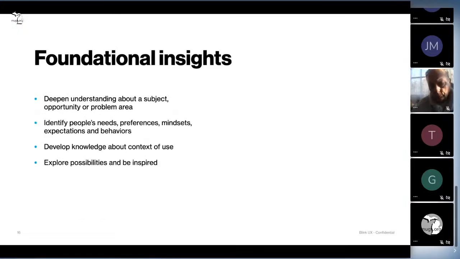So I'll dive a little deeper into the explore phase, the kinds of questions we look at here. Really, the idea here is to deepen our understanding about the people, understand their needs, mindsets, and really develop a knowledge of the context of use, and use this as a way to allow various people to explore what might be possible to help solve those problems and begin to create solutions for them.